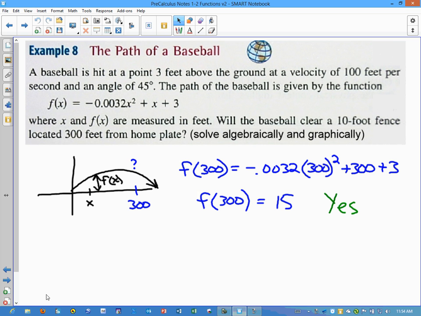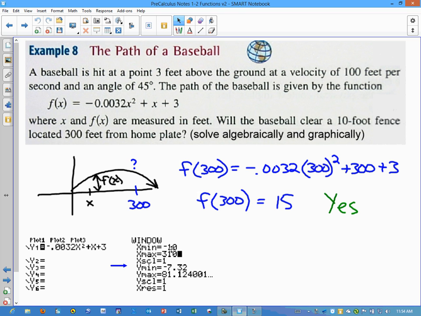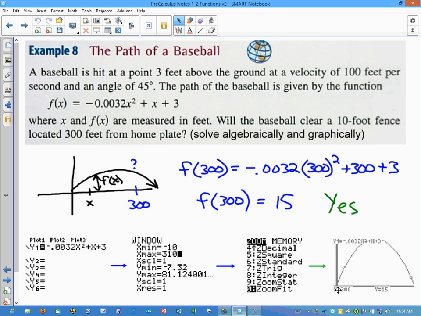All right, so as a quick recap, in our calculator, we first enter our equation into the y equals, and then we set our window. We did -10 to 310. And then rather than set the y's ourselves, we did zoom fit. And when we did that, we got a graph that we can trace, input 300 for our x, and it jumped to our answer there. So will the ball clear the 10-foot fence? Yes, it will clear the 10-foot fence. And we're done.